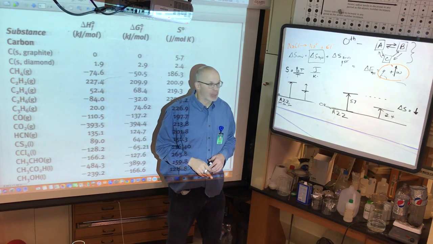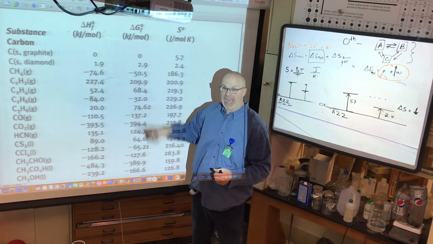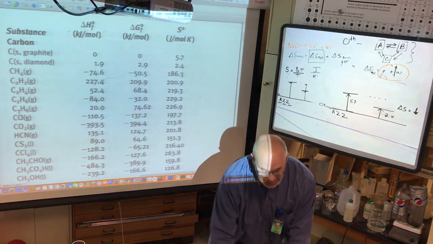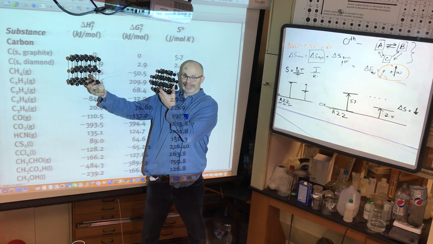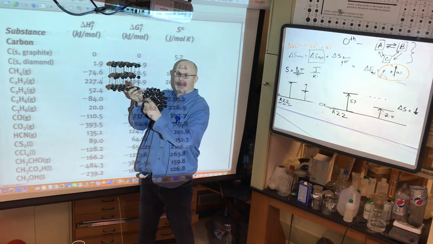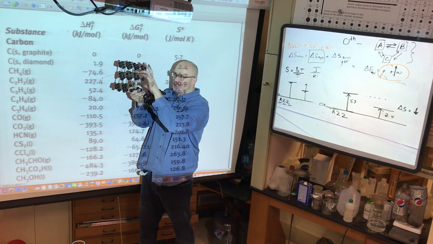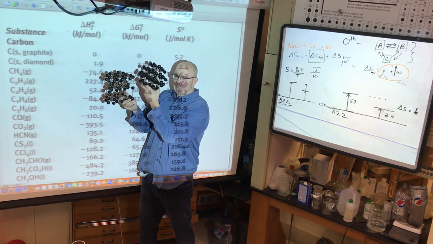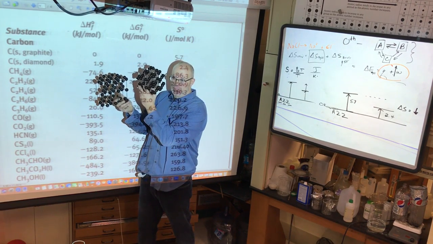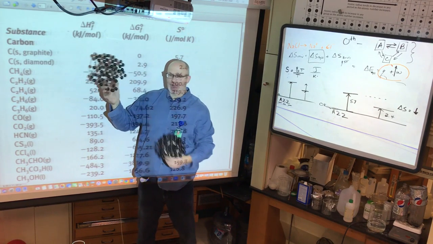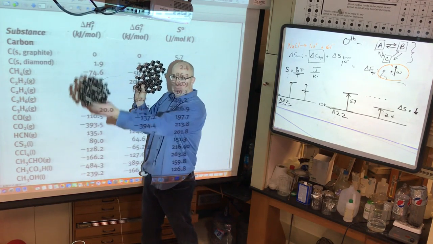What does this mean? That in order for carbon graphite to become diamond, I'm actually taking this graphite and making it more concentrated. Look at the freedom that this has. Even though this is unhybridized, we learned about this, p orbitals, there's still some freedom here. This is locked up in all sp3. The freedom is less. This is more structured than this is. You went from less concentrated to a concentrated.